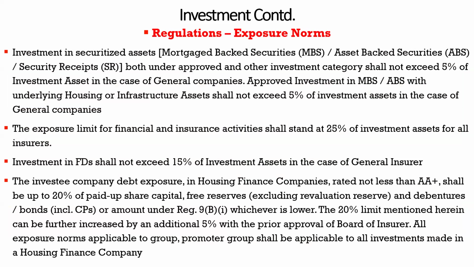Now here comes, in this portfolio, what mix of investments we can have. First, investment securities, both under approved and other investment categories, shall not exceed 5% of the investment assets in case of general insurance companies. Approved investment in mortgage-backed securities and asset-backed securities with underlying housing or infrastructure assets shall not exceed 5% of investment assets in case of general insurance companies.